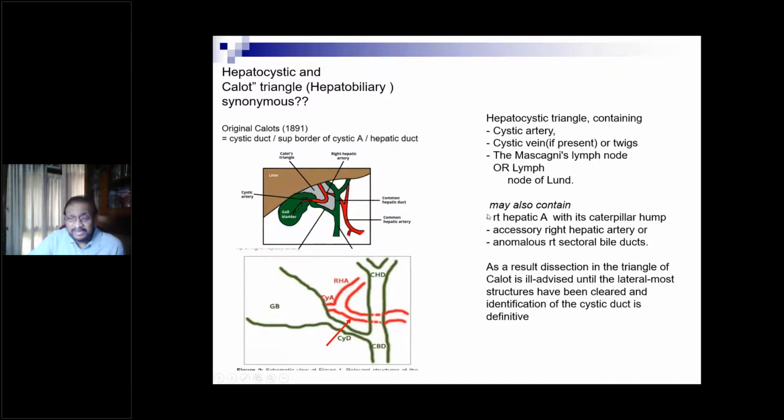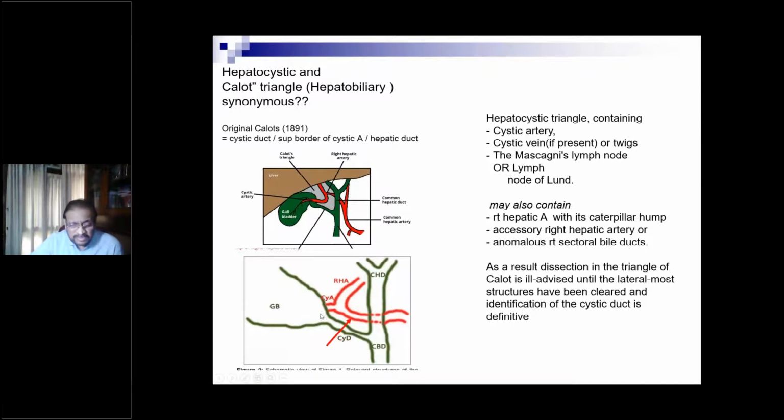But it may also contain the right hepatic artery. See, it's containing the right hepatic artery. This is the right hepatic artery in Calot's triangle with the caterpillar hump. It could have an accessory right hepatic artery, or it could also have an anomalous right sectoral branch. And that is why just going ahead and doing a dissection out here is fraught with danger. You could have, I said 33%. So you'll be cutting any one of these.